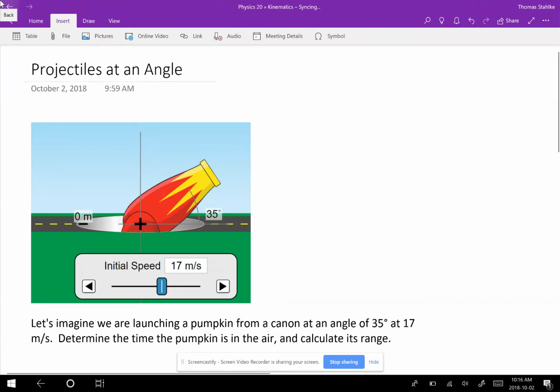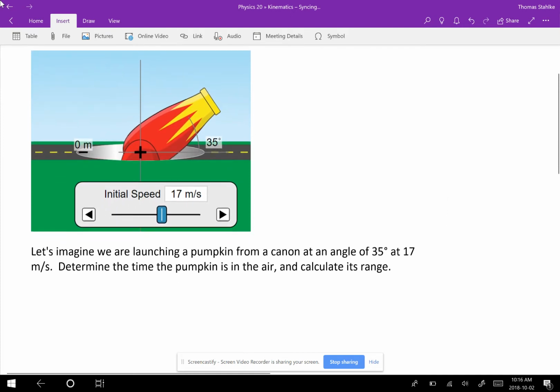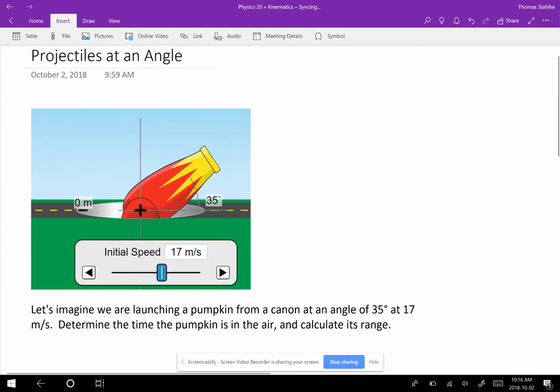Okay, let's imagine that we're going to launch a pumpkin from a cannon at an angle of 35 degrees, but at a velocity of 17 meters per second. So this is an example of a projectile at an angle question, and we want to see if we can find out the time that the pumpkin is in the air for and how far it travels, otherwise known as the range.